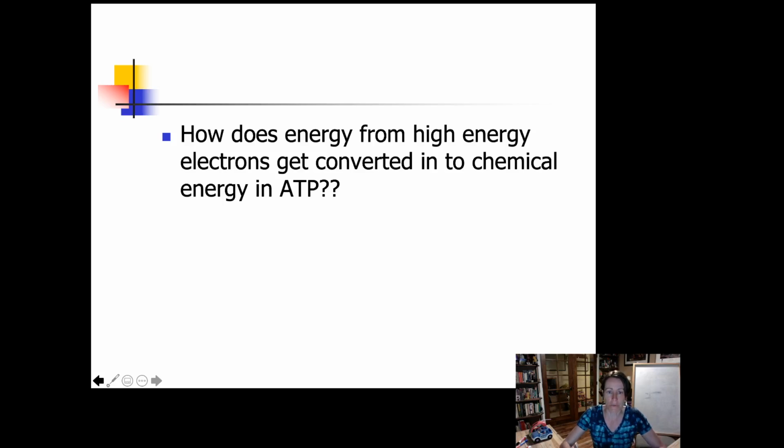So just to remind you, we have all these high energy electrons, here they are, in all these taxis called NADH that we have harvested and created through the initial 3 steps: glycolysis, transition, and the citric acid cycle. Next, we have to make the ATP. So let's go through and see what happens.